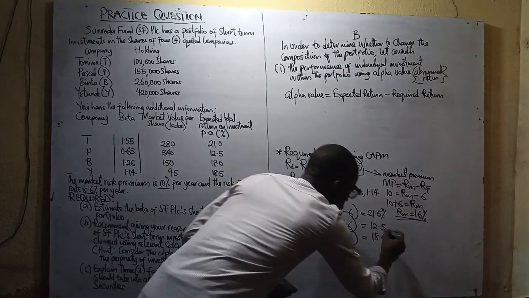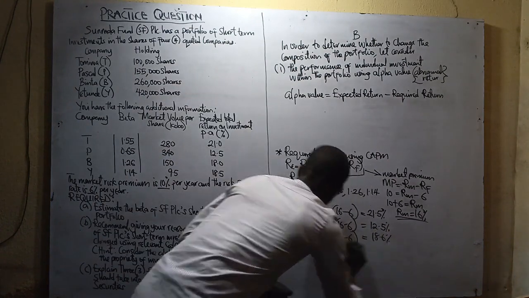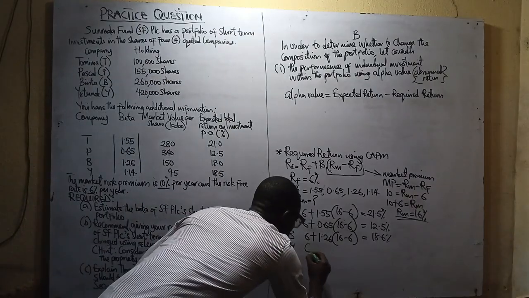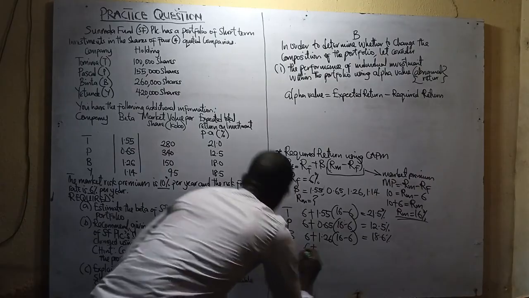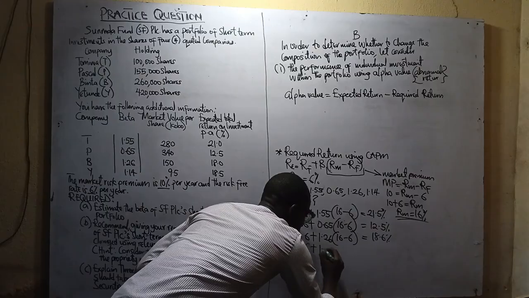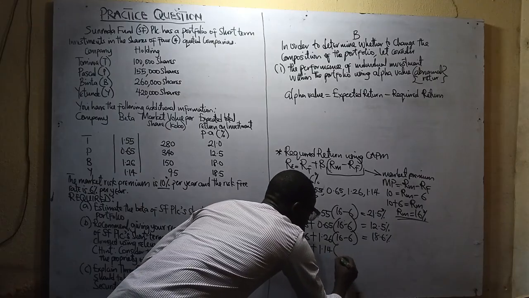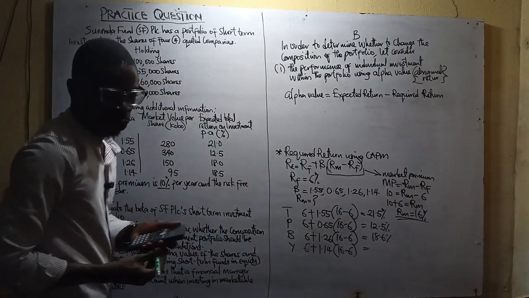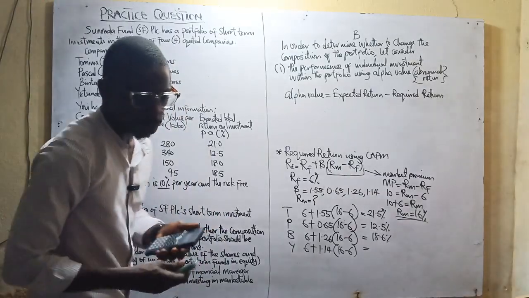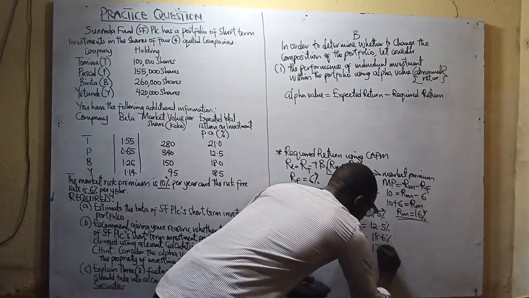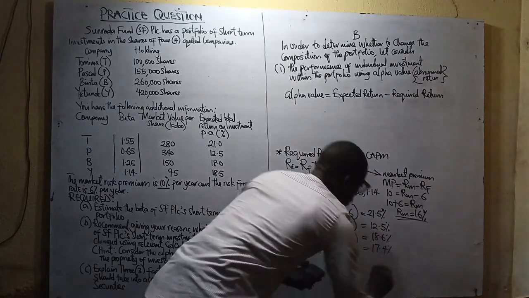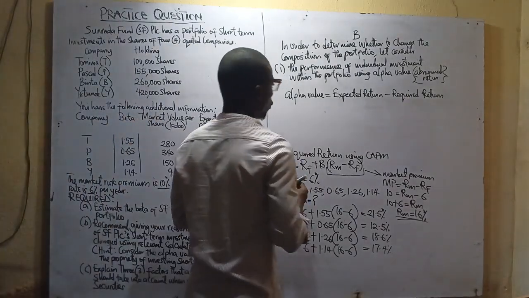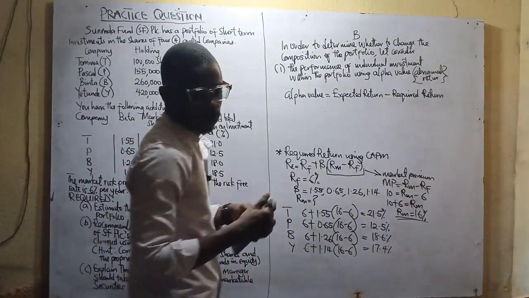18.6%. So let's calculate for our Y. Our Y is 6 plus, what's our beta value? 1.14 bracket 16 minus 6 is going to give us, what is that going to give us? It's going to give us 17.4%. So now we can calculate our alpha value. So let's calculate our alpha value for this.